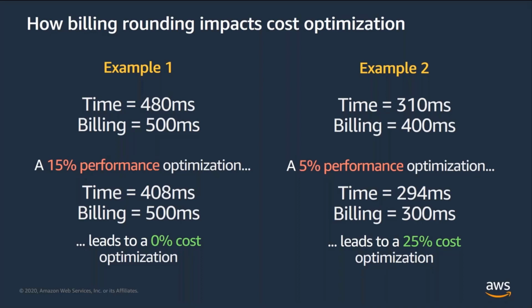In the first case, the invocation takes 480 milliseconds. So after a 15% improvement, it takes 408 milliseconds. But even with a 15% improvement, that's actually a 0% cost optimization, because in both cases, the billing is 500 milliseconds. In the second example, an invocation that takes 310 milliseconds, here a 5% performance improvement means that it now takes 294 milliseconds. But because the billing goes from 400 milliseconds to 300 milliseconds, this is actually a 25% cost optimization. So of course, the trade-off between speed and cost always depends on the use case.